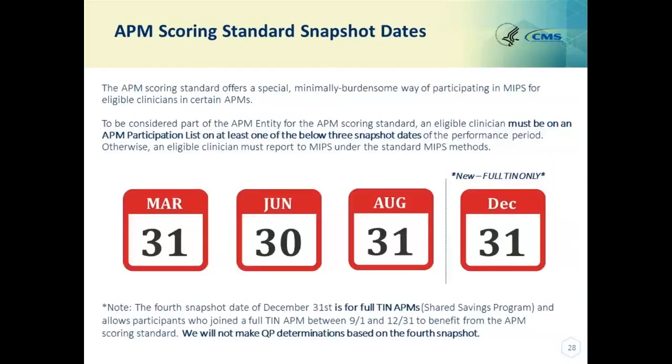So this slide depicts our APM scoring standard snapshot dates. There are 3 that start off the year that are also QP determination dates, and then a 4th snapshot date that we added for December 31st for those full TIN MIPS APMs, as I spoke to before, so that we capture everyone that participates in your APM. Basically, what we do on these snapshots is we look at the participation list for your APM, and if you're a provider participating in an APM at any one of these dates, you are included if you're captured in a snapshot. And I think that's fairly straightforward. So next slide.